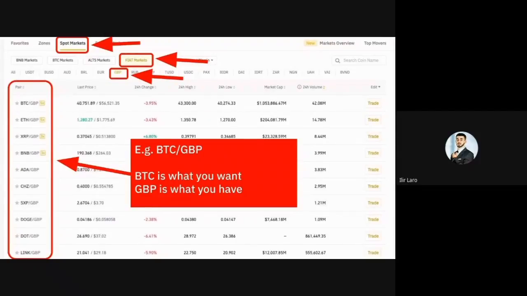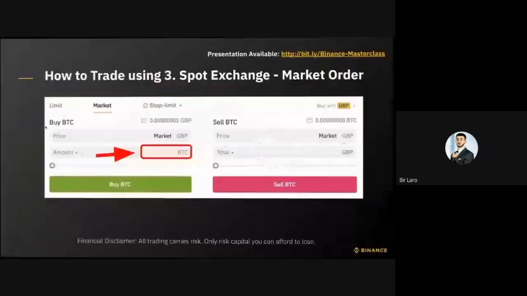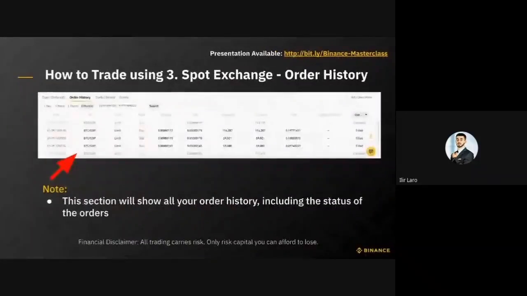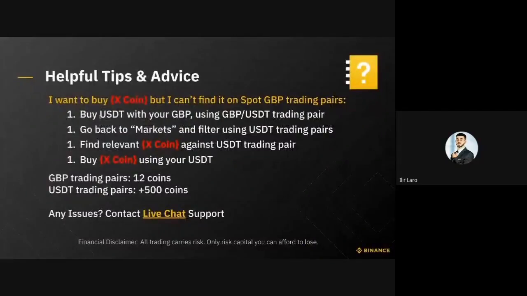So if you find that you want to buy X coin, or any coin that is not on the GBP trading pair, you have to essentially buy USDT, and then with USDT you buy the respective token or coin. To put this in steps, you buy USDT with GBP using the GBP USDT trading pair. Similar to before, you just buy USDT with your GBP. You go back to markets and filter using the USDT trading pair section. You find the relevant coin. For example, if you want to buy X coin, you find X coin/USDT, and then you buy the X coin with your USDT. So you're just taking an extra step to buy that coin.